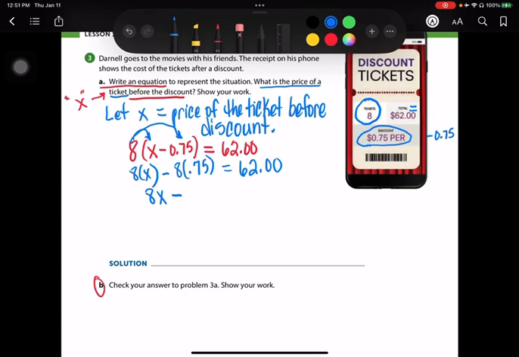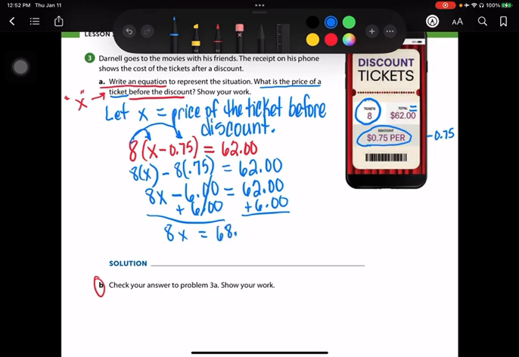All right. So 8 times 0.75 is $6, so 8x minus 6 equals $62. I need to add 6 to both sides because remember, I want my variables on one side and my constants on the other. This cancels, and I'm left with 8x equals 68. And now I want to divide both sides by 8.